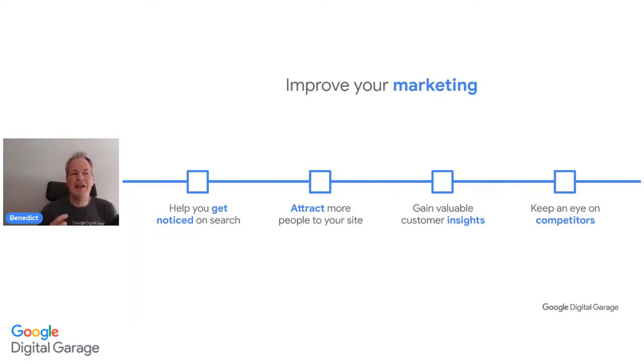Then you can gain valuable customer insights, particularly as well. And also, when we say keep an eye on competitors, you can actually learn a lot from the different competitors and find out what they're doing and learn different ways that you can do it in your own particular unique selling way of doing it, unique selling point.